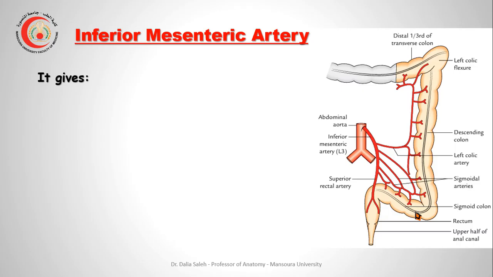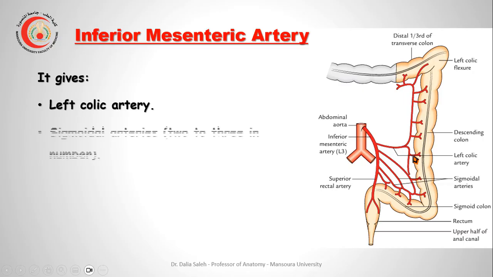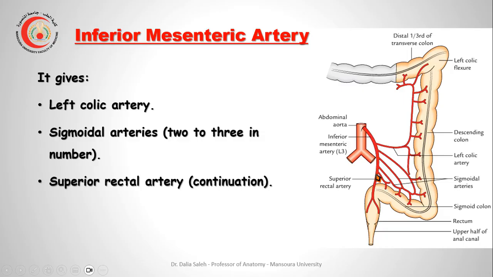It gives the following branches. It gives the left colic artery to supply the remaining left third of the transverse colon, the left colic flexure or the splenic flexure, and also the descending colon. Then it gives 2 or 3 sigmoidal arteries to supply the sigmoid colon or the pelvic colon, and then itself continues as the superior rectal artery.